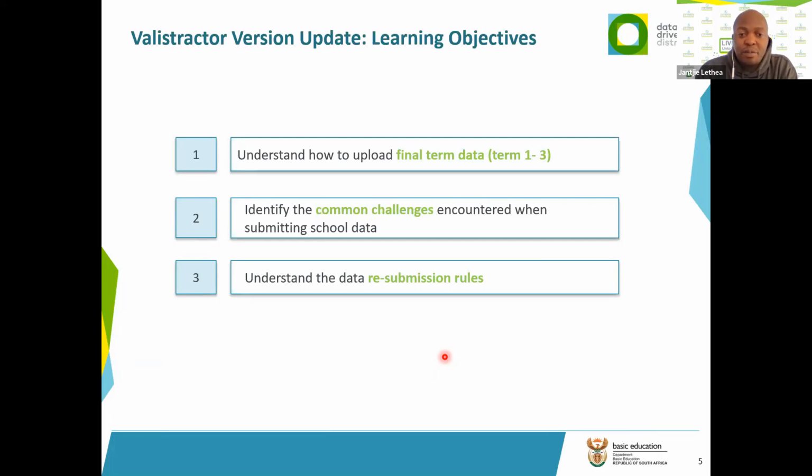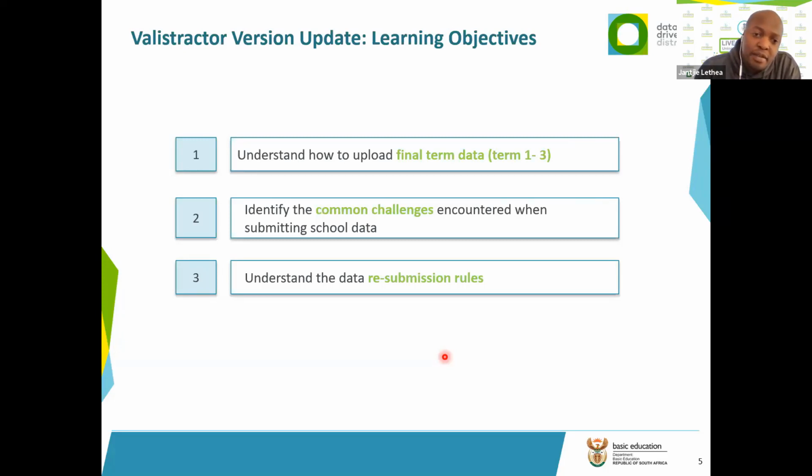And then the last learning objective is for our officials to understand the data resubmission rules, because this one is also important. We are going to take you through the steps that you need to follow, especially if there are schools that submitted their data abruptly at the end of the term, accidentally, without capturing the whole data for the term. Now you have been attempting to resubmit at the beginning of term 2, and you are seeing that your data is not going through. So I'm going to explain which steps need to be followed in order for you to be able to resubmit.